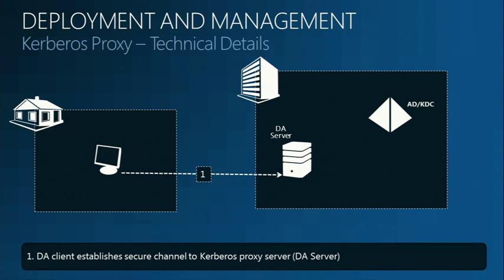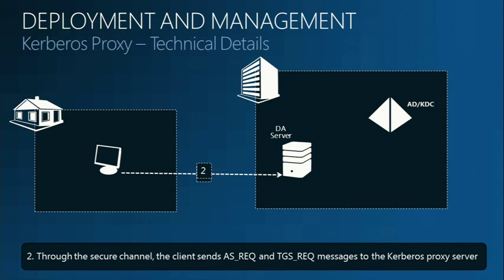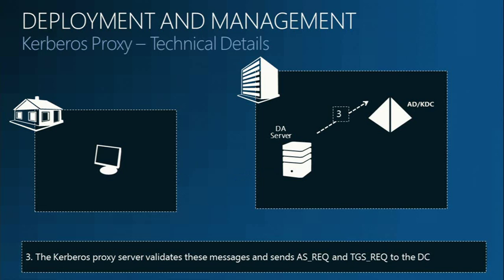So what they're going to do is bring up a Win8 client that's running DirectAccess. That DirectAccess client is going to build out a secure channel to the Kerberos proxy server, which is the DirectAccess server. Once it's built that, through that secure channel, it's going to do an AS request and a TGS request message to the Kerb proxy server. At that point, it's going to proxy those messages forward to the domain controller. So obviously you have to have Active Directory deployed, and the DA server has to be a domain member in this scenario.